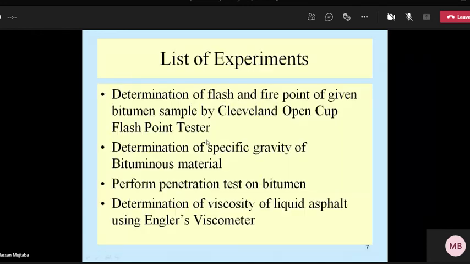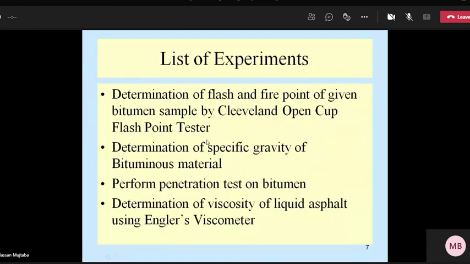Then, determination of specific gravity of the bituminous material. To find the specific gravity of bitumen, it is just like carrying out the specific gravity of soils. You determine four weights in the same pycnometer, and from that you get the specific gravity of the bituminous material. Why is specific gravity important?